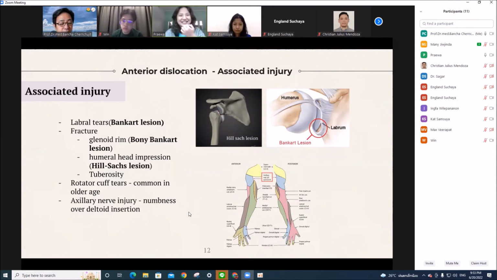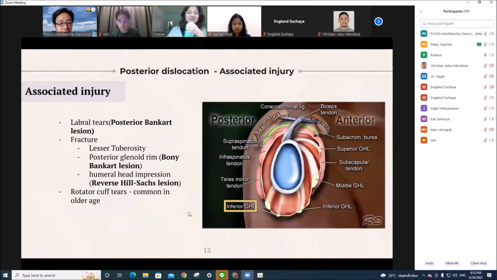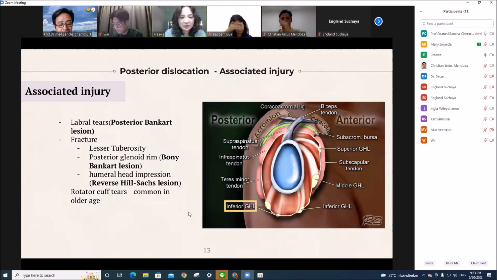Very good. Next is posterior dislocation. It's pretty much the same. There can be a labral tear on the posterior side, which we call the posterior Bankart lesion. There can be a fracture of the lesser tuberosity, a posterior glenohumeral fracture, which is the bony Bankart lesion, and also a humeral head impression, but in this case it is a reverse Hill-Sachs lesion. Rotator cuff tear is also common in the elderly.